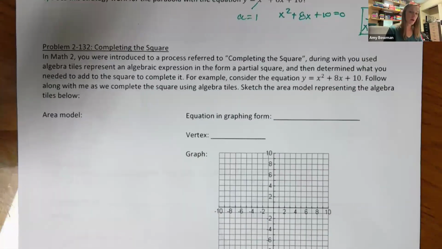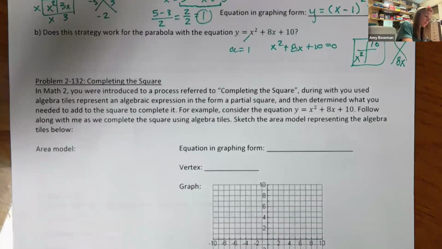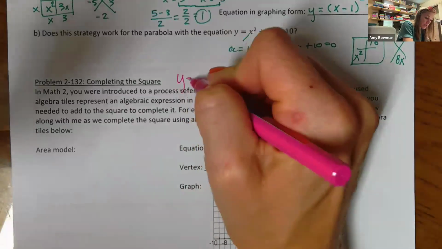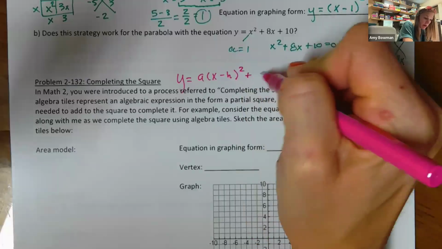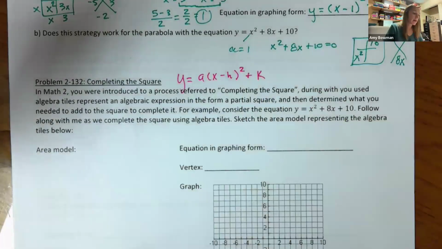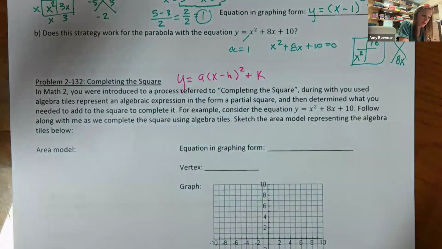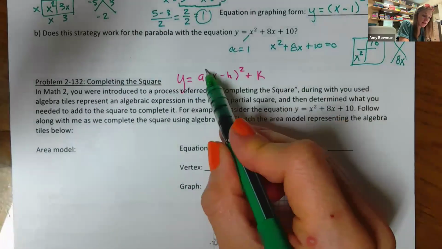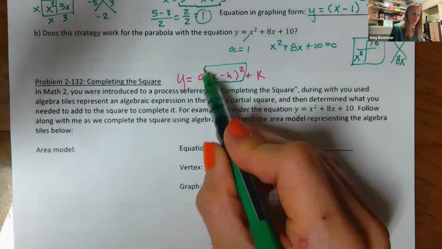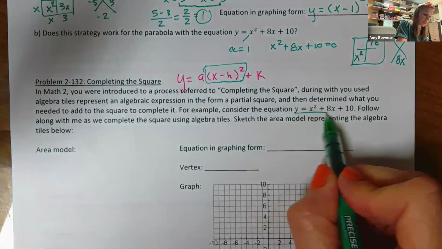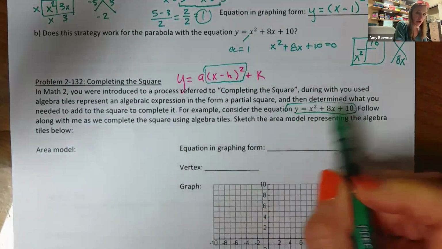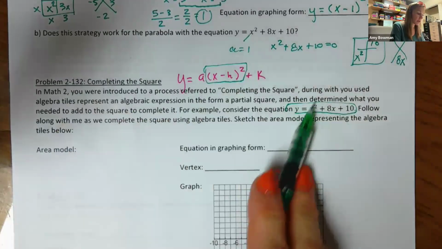So completing the square is the process of rewriting the equation of a parabola in graphing form by forming this perfect square piece. So x minus h squared is a perfect square, and that's what we are going to build as we complete the square. We're actually going to continue with this equation from part B right here, x squared plus 8x plus 10.